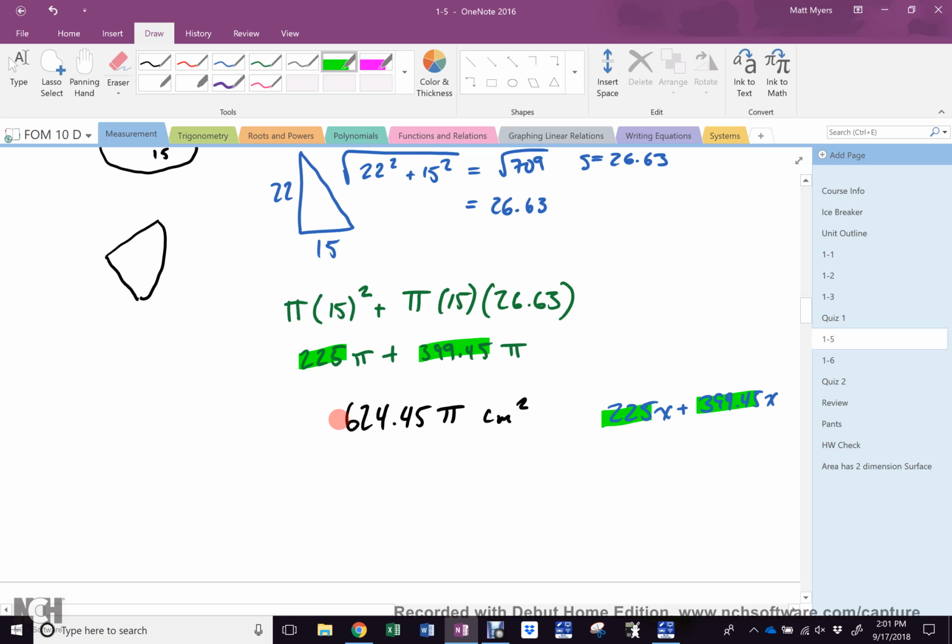This is the best answer you can give me. There's a problem with that, though, because that's a math class answer. Could you go to Home Depot and say, I need enough paint to paint me a cone that's 624.45 pi squared? No. You can't, can you? Right? So this is a math class answer.